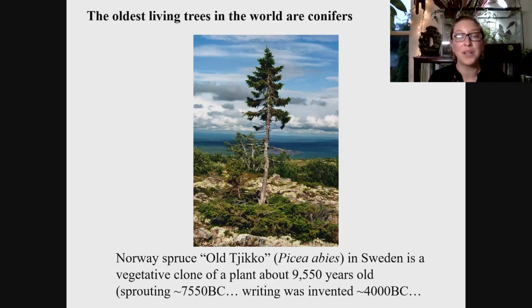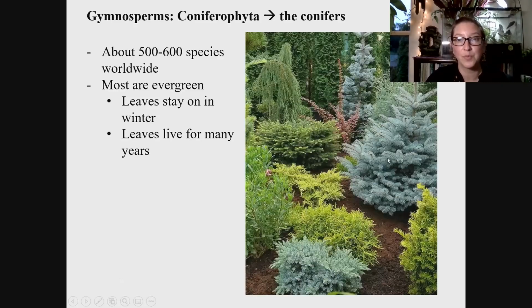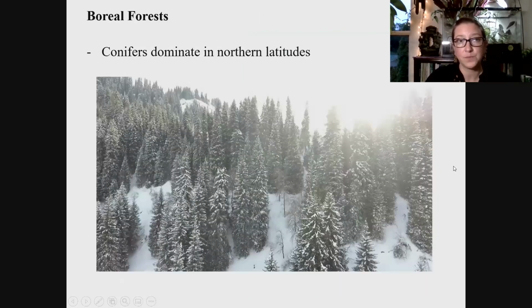And just to give you a perspective of how long ago that is, writing, like human writing, was not invented until around 4000 BC. So impressive. All right, but back to conifers. So there are about 500, 600 species worldwide, and most of them have leaves that stay on year round, or are evergreen. And the leaves live for several years and then eventually get replaced.